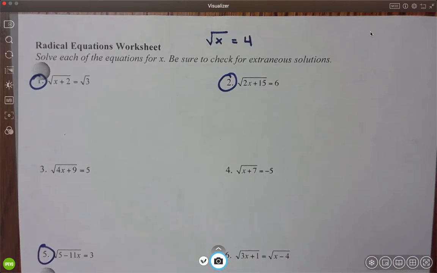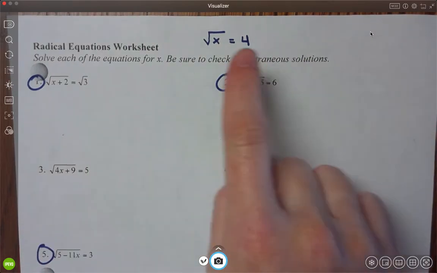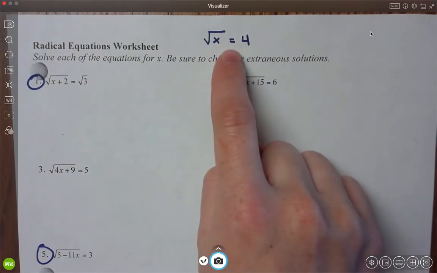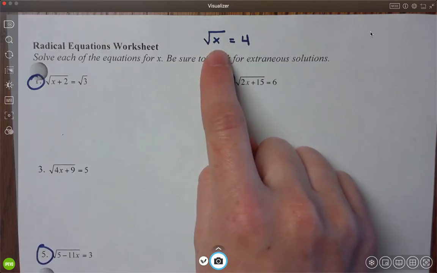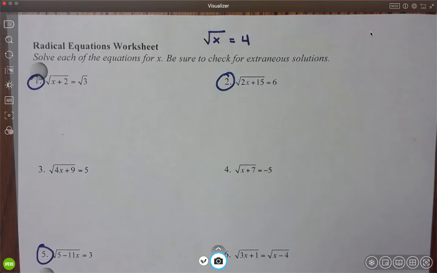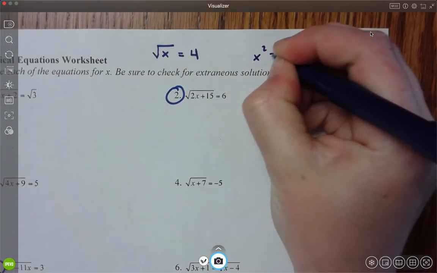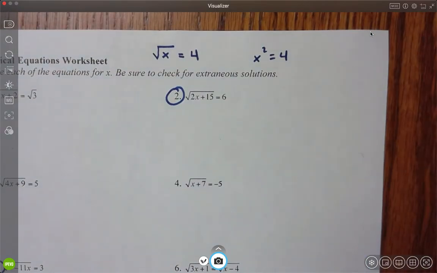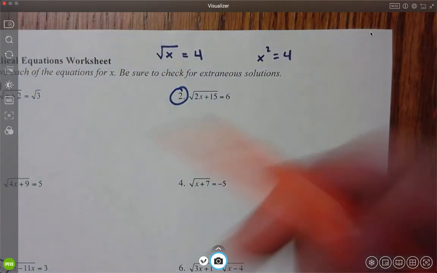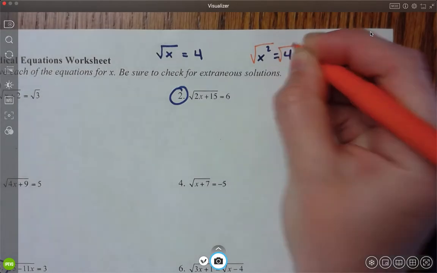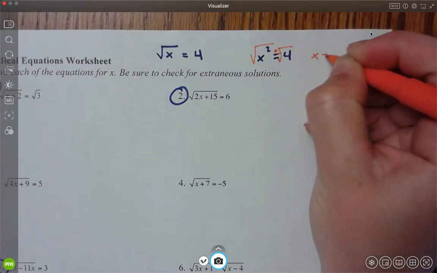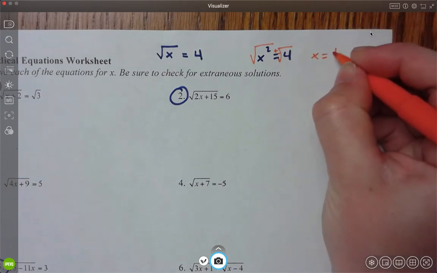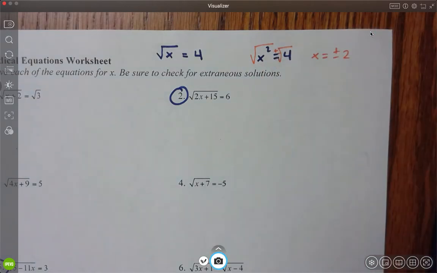You should have a sheet that looks like this, radical equations. The first thing I want to start off with is that we're solving for x here. We've talked before about how if you have x squared equals 4, to get rid of the square, you would take the square root. When we insert the square root, we need to make sure we have plus and minus. So x would end up being positive and negative 2 in this case.